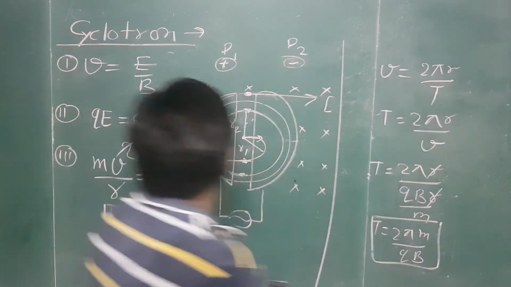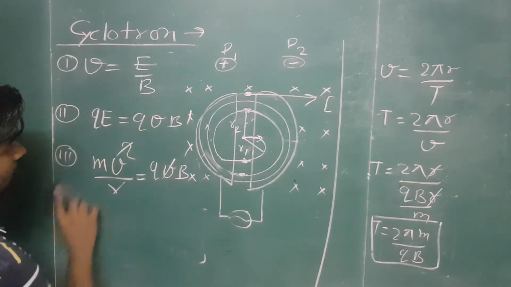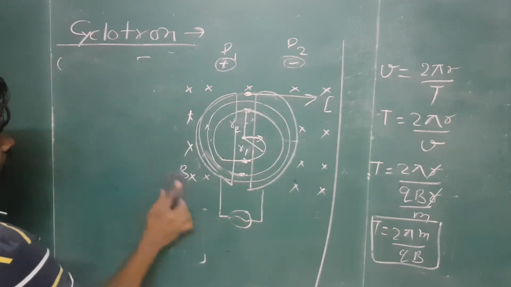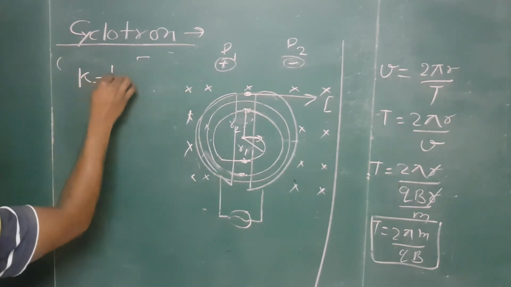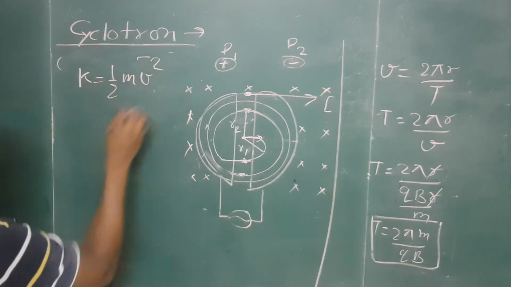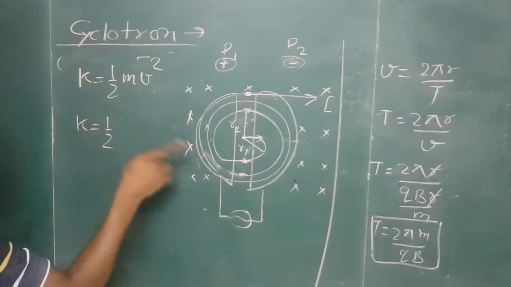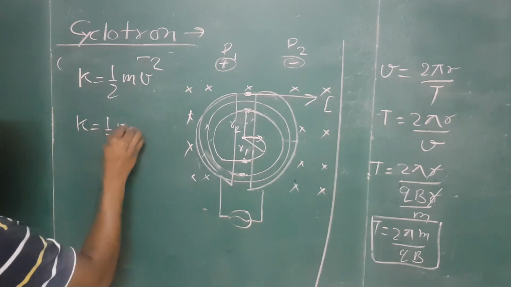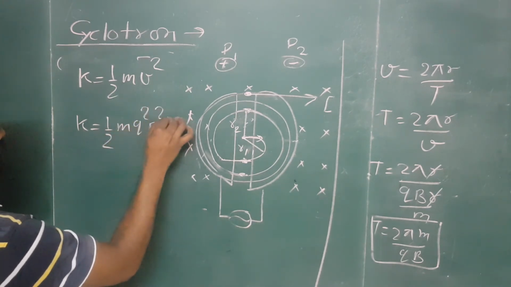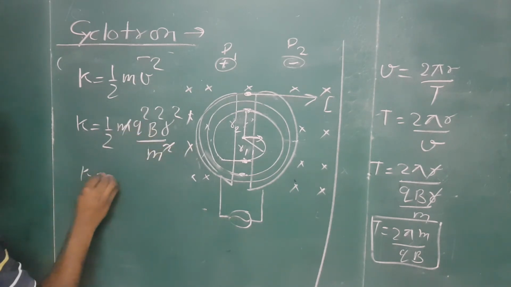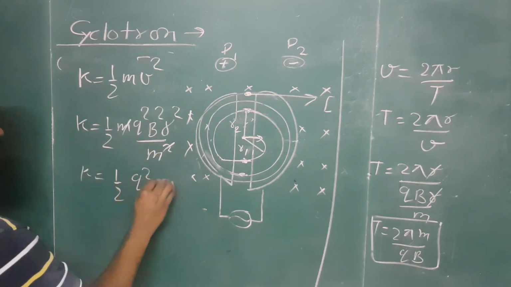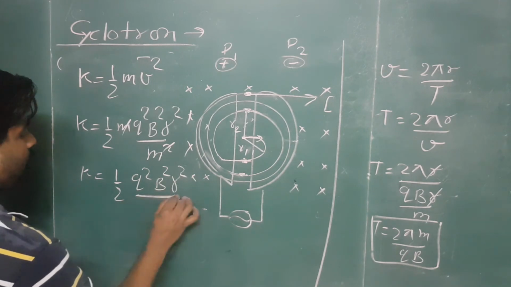Now we have to discuss the kinetic energy. So what is the kinetic energy? K is equal to half mv square. Then K is equal to half times the formula of the velocity, which is written here, q square B square r square by m square. One m cancels. Then K is equal to half q square B square r square by m.